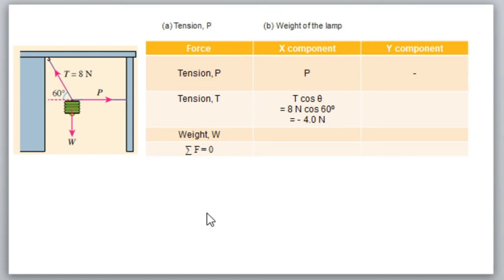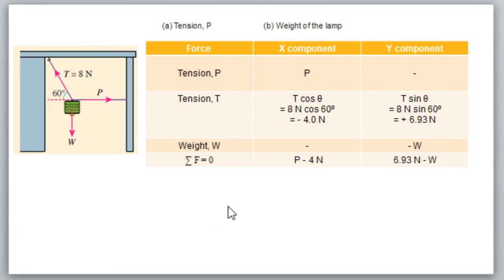Next, how about weight? Weight has no angle, so the force which acted is only directed towards the center of gravity, which is negative Y. So the value of W is negative W, negative to show that the direction is at negative Y. Thus, the total force acted on the object is 0 Newton, but at the X component, it is P minus 4 Newton, and in Y component, it is 6.93 Newton minus W.